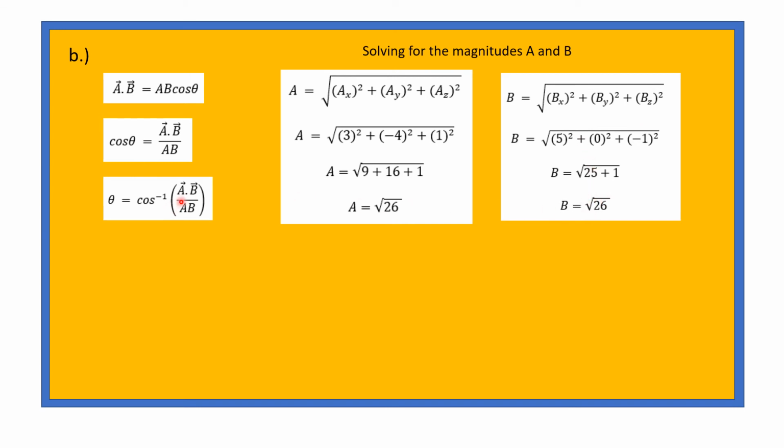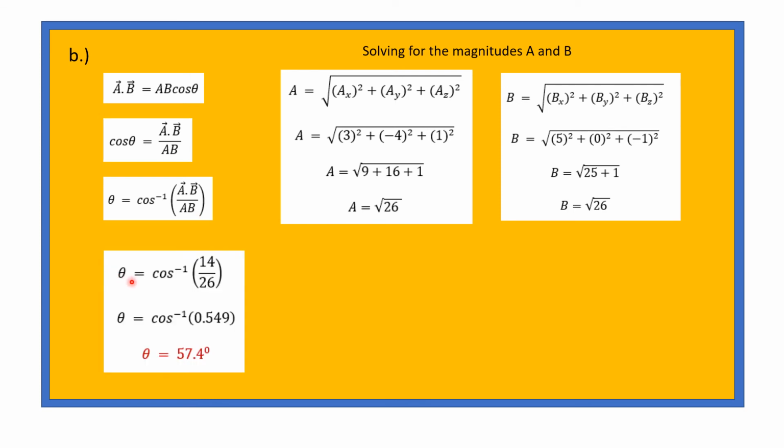So from this formula, we have A dot B is 14, then this is square root of 26 times square root of 26 gives us 26. So therefore, cosine theta is 14 over 26, which is equal to 0.549. So cosine inverse of 0.549 is 57.4 degrees, the angle between A and B.